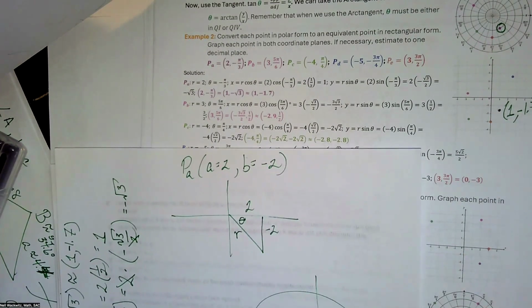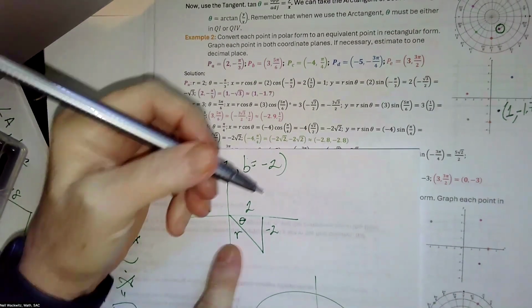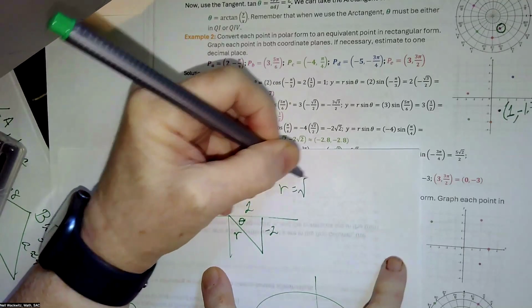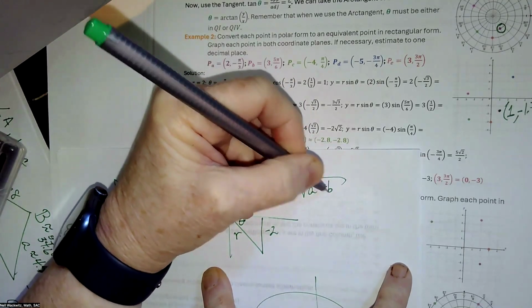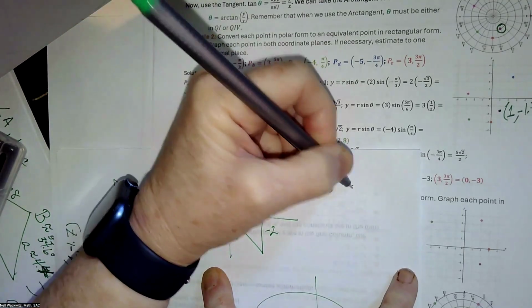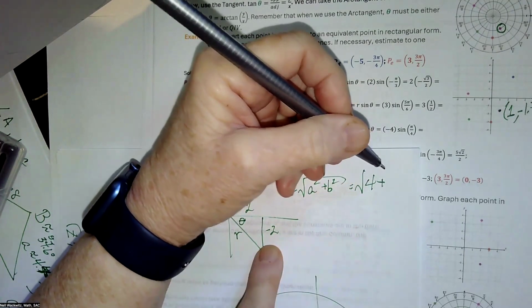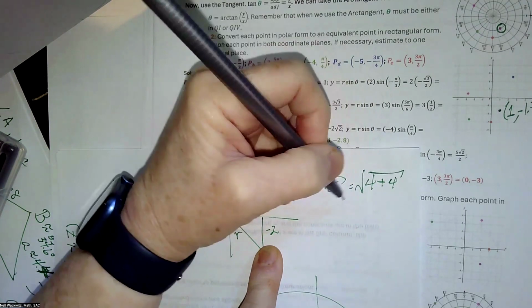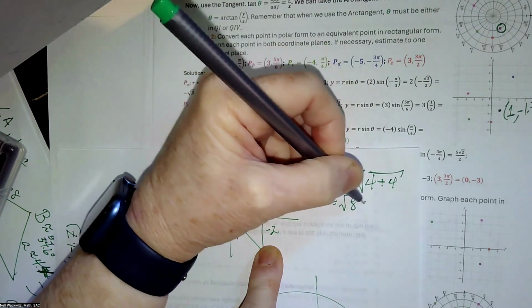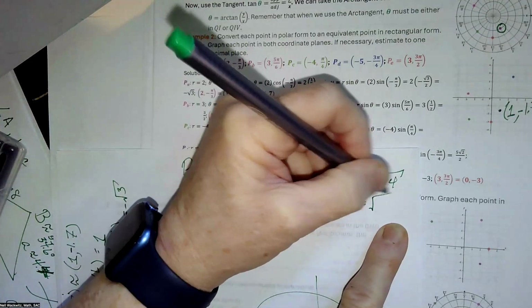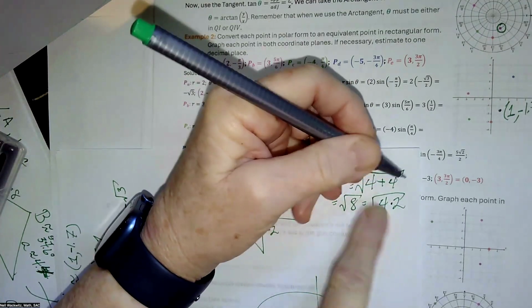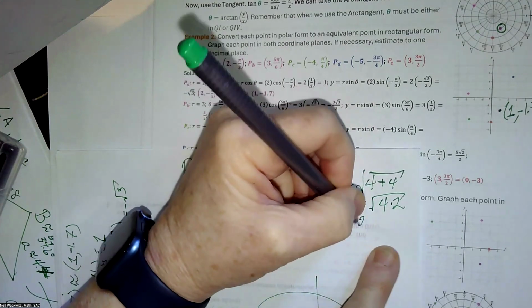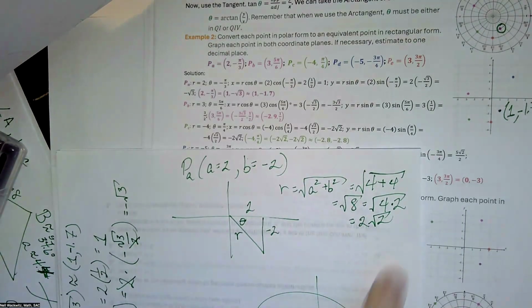And remind me how we can find R. Yeah, Pythagorean theorem. So we know that R is equal to the square root of A squared plus B squared. A squared is 4. B squared is also 4. We get the square root of 8. 8 is 4 times 2, and the square root of 4 is 2. So we get 2 times the square root of 2.